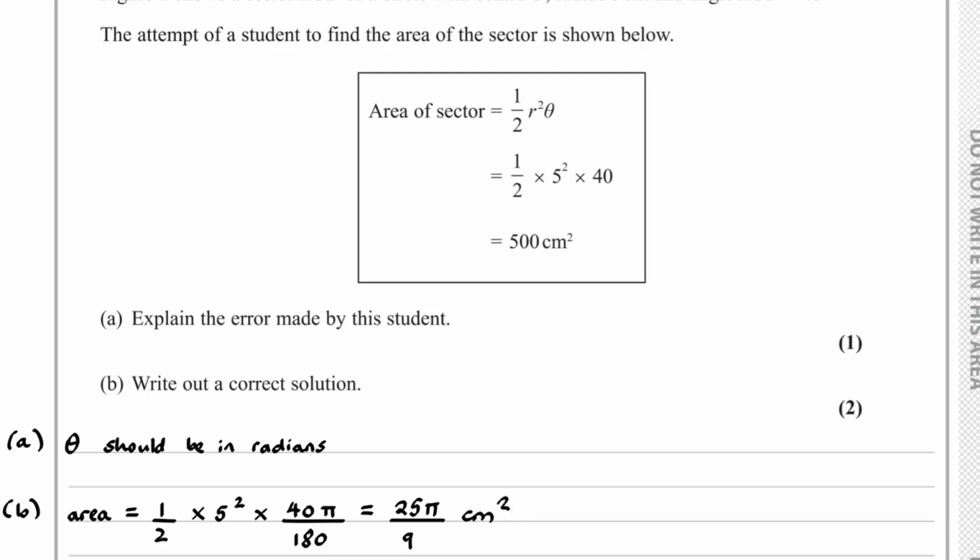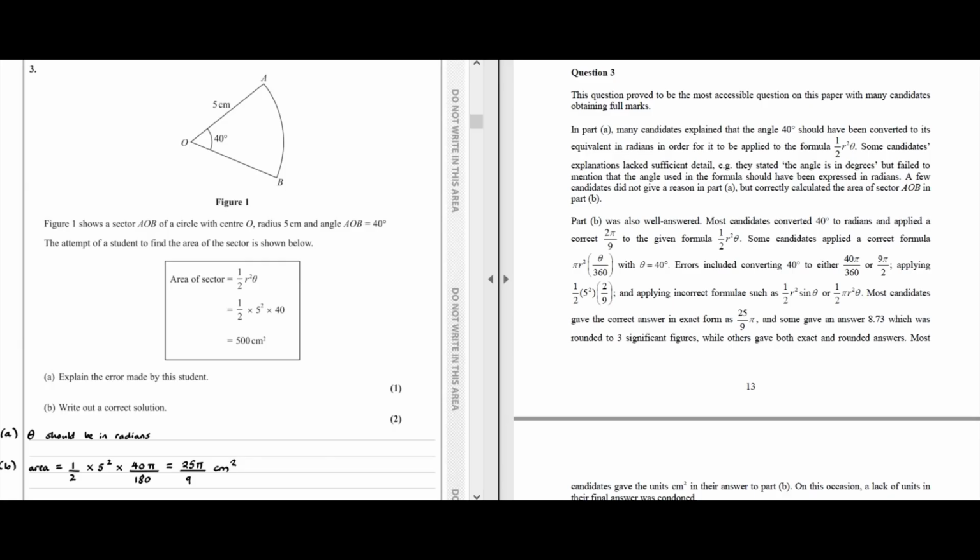centimeters squared. Now question 3, that was the most accessible question in the paper. A lot of people gained full marks, which is good. Part A, where we had to explain the error, most could explain that the angle 40 degrees should be in radians for it to be applied to the formula 1/2 r squared theta. Some candidates' explanations lacked sufficient detail. For example, they said the angle is in degrees, but failed to mention that the angle used in the formula should be in radians.